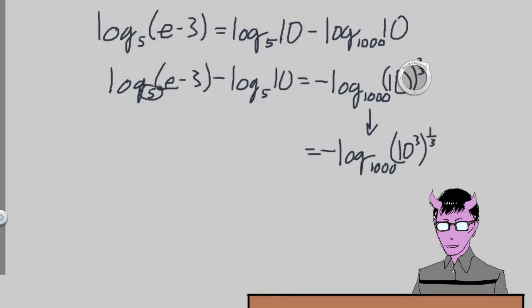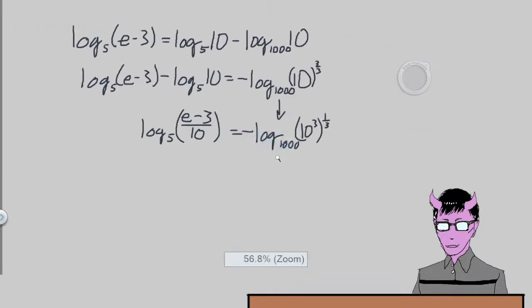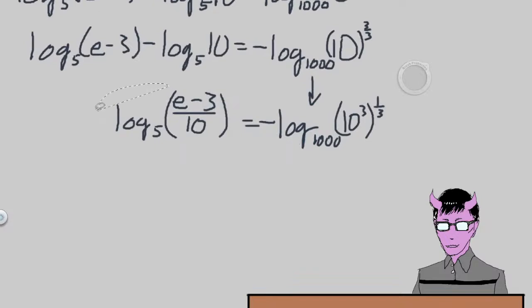This one, we have base 5, we have base 5. We moved this one to the left-hand side so that we combine them using the quotient condensation rule, thereby getting log base 5 of... Argument number 1 goes in the numerator. Argument number 2 goes into the denominator. Close parentheses. And we're done with the condensation.